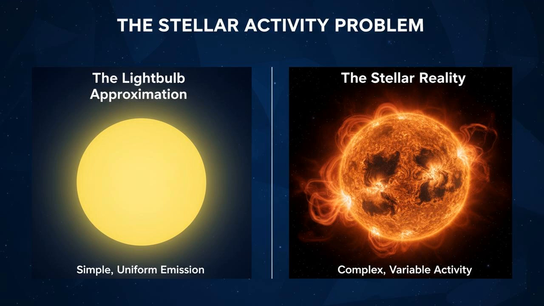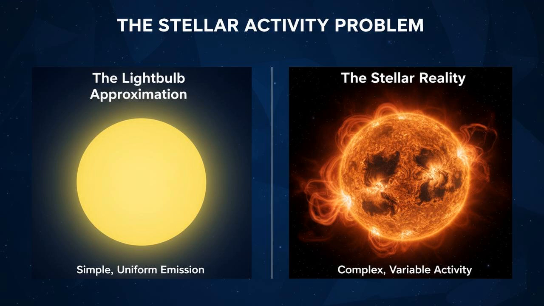If you look at our own sun, it is covered in sunspots. These are regions where intense magnetic field bundles pierce the surface, suppressing the convection of heat, making that spot cooler and therefore darker than the surrounding area. On the sun, these spots are relatively small, rarely covering more than a fraction of a percent of the surface. But on younger, more active stars, these star spots can be monstrous. We are talking about dark patches that cover 10, 20, or even 50% of the star's face.